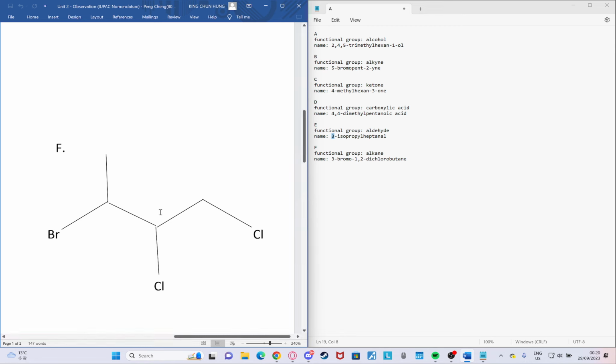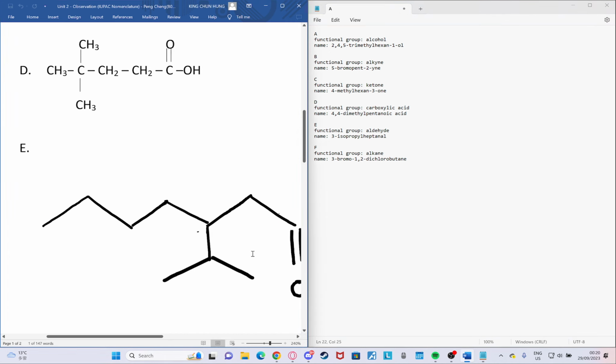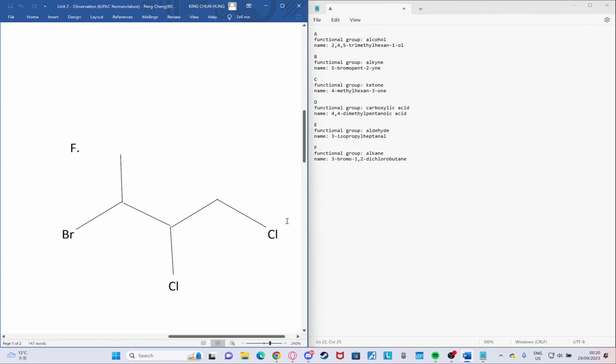For the final one, it has no special bonds except for the halogens, so therefore its functional group will be alkane, and the rest is just putting all the halogen substituents at the beginning of the name. So the longest chain would be 1, 2, 3, 4, which is butane, and we have 2 chlorides and 1 bromo, and we could start from the right because it gets the lowest positions. If we start from the left, we only get 2, 3, 4, which is higher. We do not want that, and we have to go alphabetically.